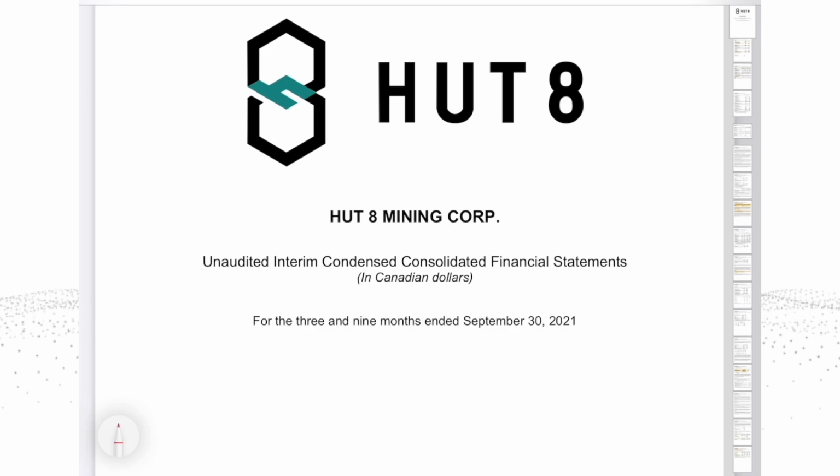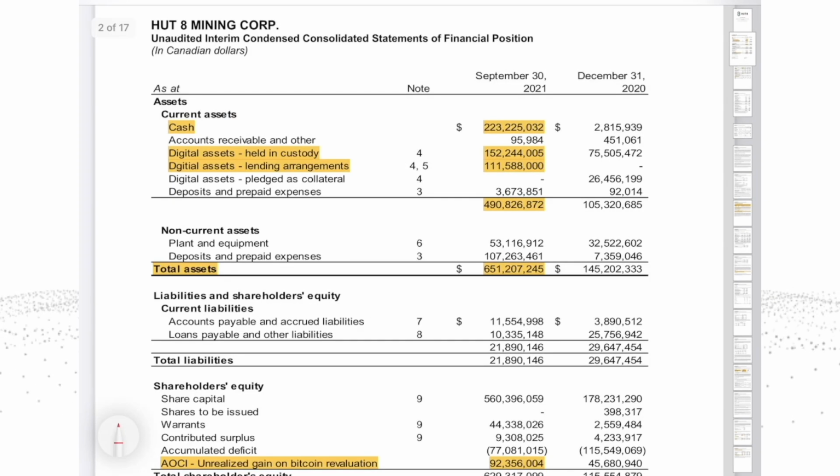So here's our unaudited, interim, condensed, consolidated financial statements. Let's get into the first page here. So cash we have at 223 million, which is really good. Nice increase from the beginning of, it looks like, the year, where they provided December 31 numbers for that. And then if we look at digital assets held is 152 million. Digital assets and lending arrangements, so 111 million.